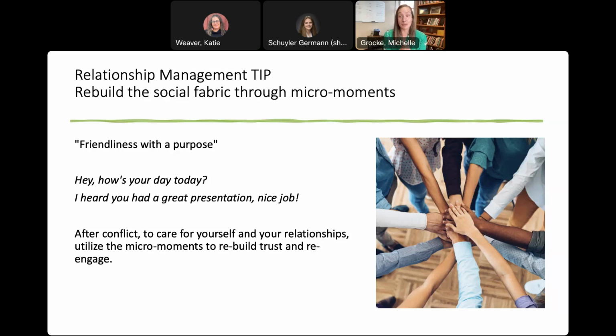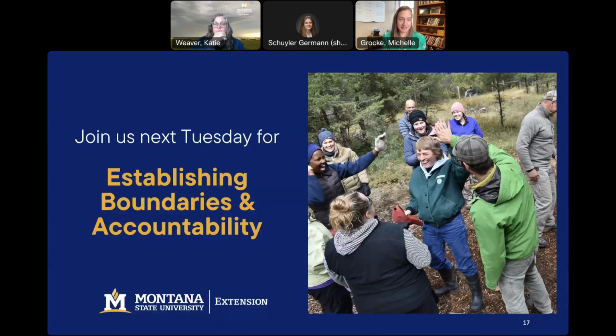Friendliness with a purpose is what I like to call it. So again, instead of removing yourself from the situation post-conflict, go back at that and say, okay, now it's time to rebuild. And these micro moments are a great way to do so. All right, so those are tips for all the emotional intelligence quadrants, with a little bit of diving into what emotions are and how we can better think about them for conflict management. Thanks, Katie.